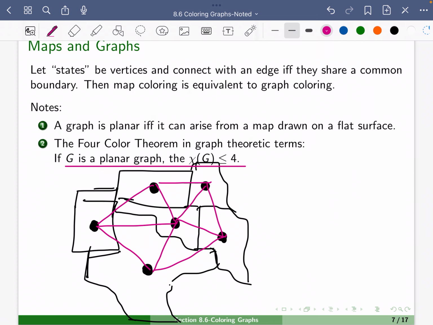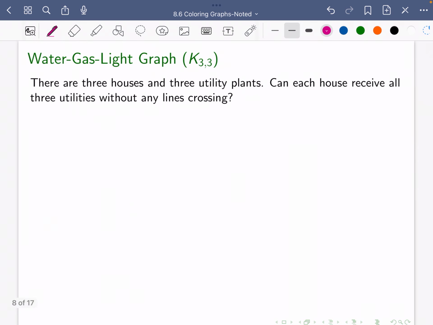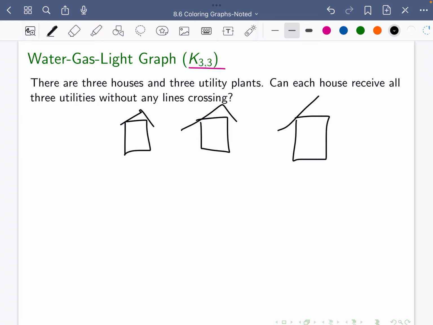Let's look at another example. Here we have a water gas light graph, a K3,3, a complete bipartite graph. Think about having 3 houses. 1, 2, 3. Each one of those houses needs to be connected to water.